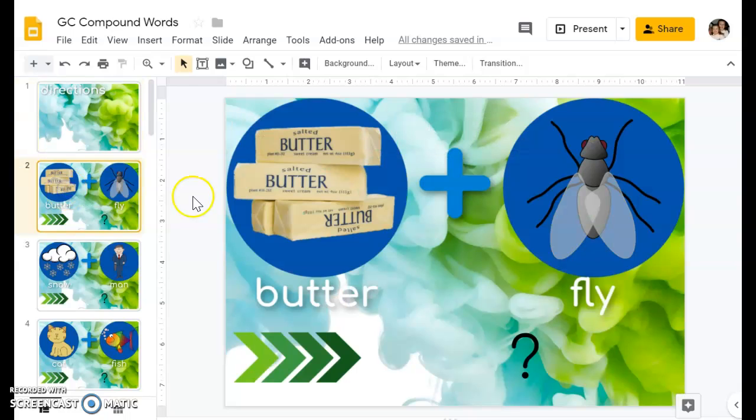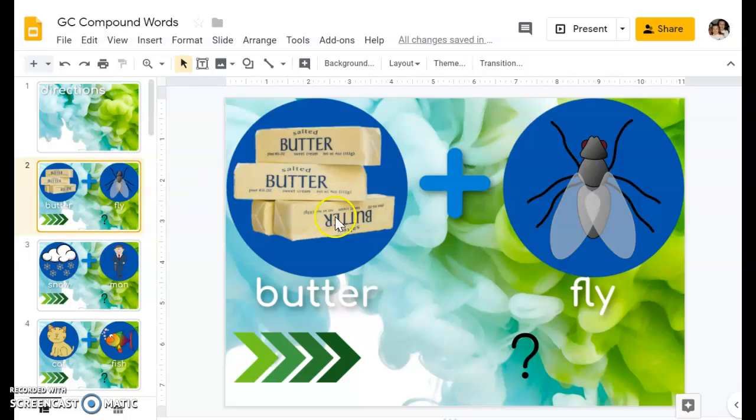Today we're working with compound words. A compound word is a word that has two smaller words inside of it. The two smaller words might not have anything to do with the compound word, but when we put them together it makes a new word.